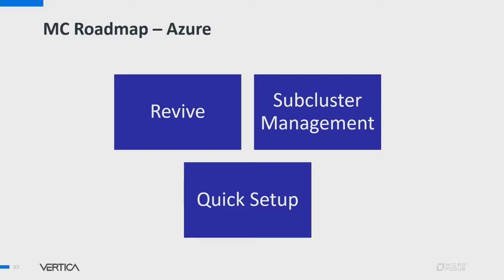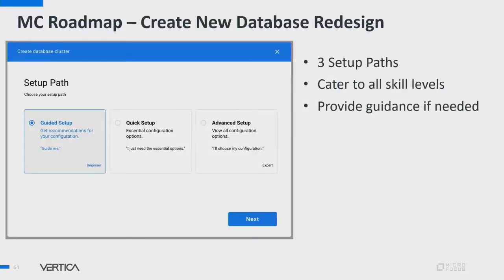Lastly, as I mentioned earlier, we would like to add the ability for users to use quick setup in Azure also. The next feature we would like to add to the Management Console roadmap would be to introduce a third setup path for creating a new database cluster. This third setup path is called guided setup, and guided setup will appeal to users where users can answer questions around the database size or their sample workload, and the system can recommend a suitable Vertica configuration.